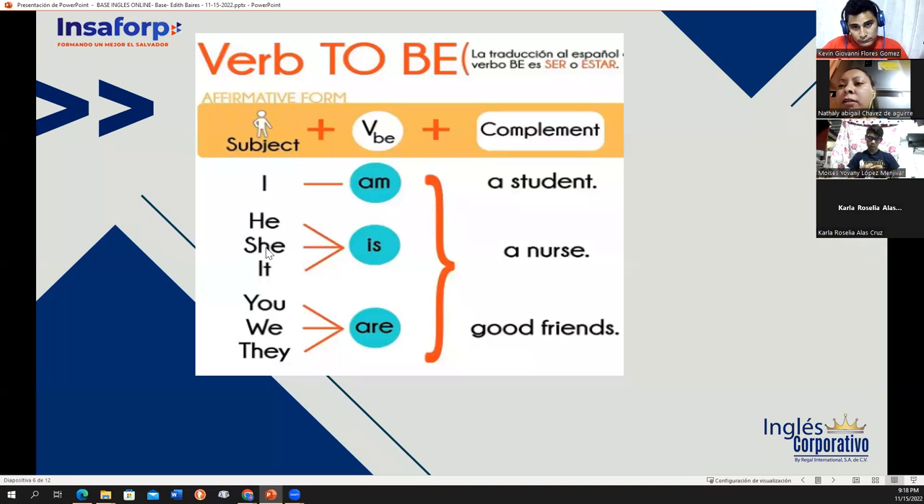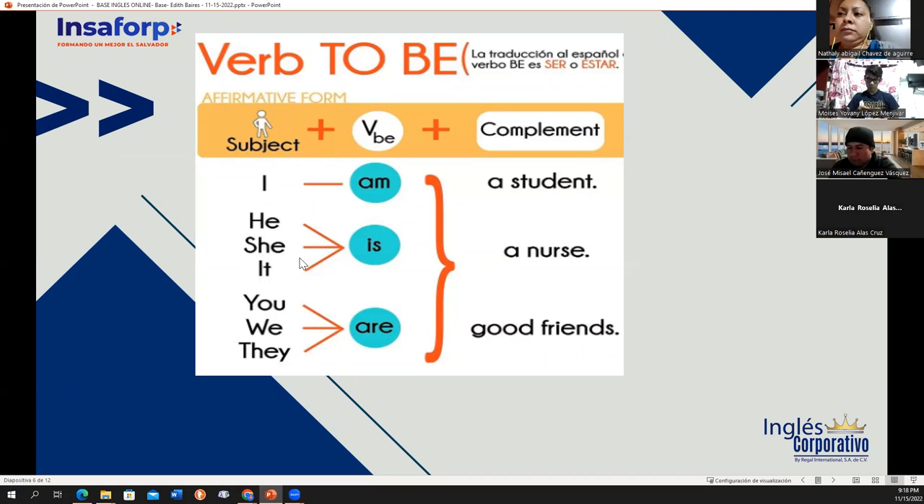He is, she is, it is. Esa es la tercera persona. Siempre, esa es una regla gramatical. Anótenlo en su cuadernito: he, she, and it, tercera persona. Good. Y luego tenemos you, we, they. Vamos a utilizar are. Ese es el verbo to be en tiempo presente. Lo desglosamos así: am, is, are.